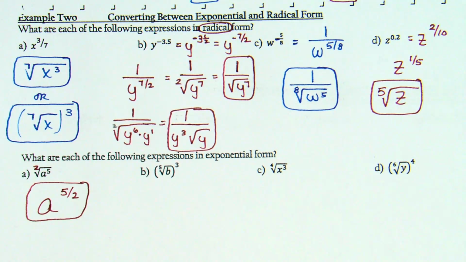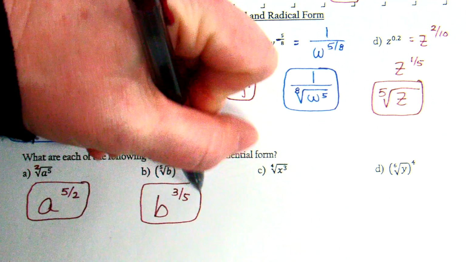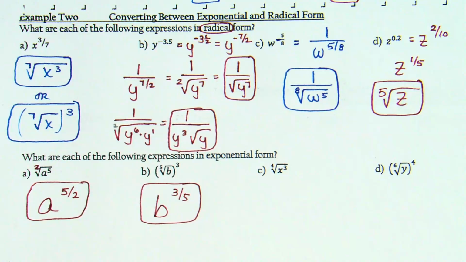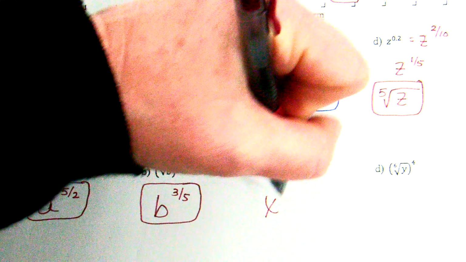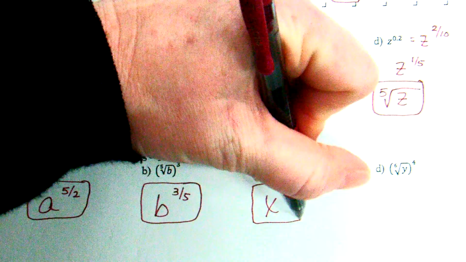What about b? The 5th root of b raised to the 3rd power. B to the 3/5. Because that puts my index of 5, the 5th root, in the denominator. Fourth root of x to the 3rd. X to the what? 3/4? 4 is the index, goes in the denominator. Power goes in the numerator.